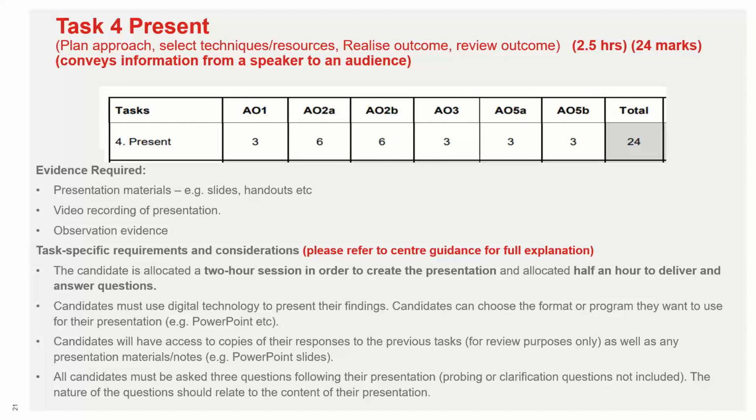So these marks are weighted against AO1, planning of their approach, 12 marks for their application of core knowledge and core skills, AO3, 3 marks for selecting the relevant techniques and resources to be able to carry out this task. And of course, it's all about AO4A and AO5A and AO5B, which are realizing the project outcome and reviewing.